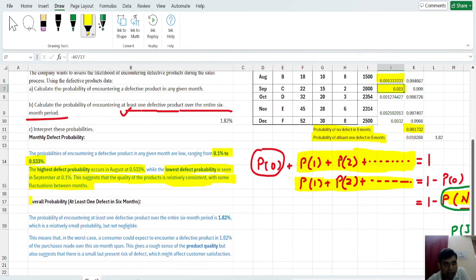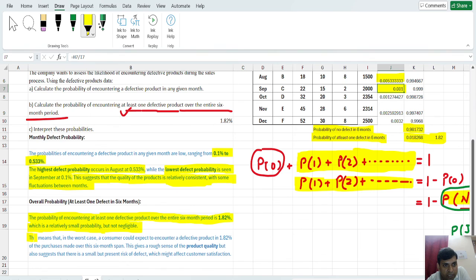Now the second probability we can define as overall probability of at least one defect in 6 months. The probability of encountering at least one defect over the entire 6 months is 1.82%. This is a relatively small probability but not negligible, because in case of business we need to try to reduce the defect. So this is a considerable quantity in terms of probability, 1.82. So you need to work on removing defects.